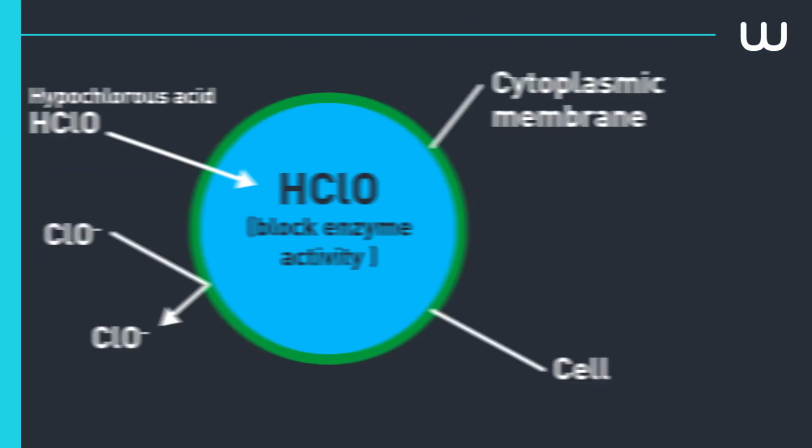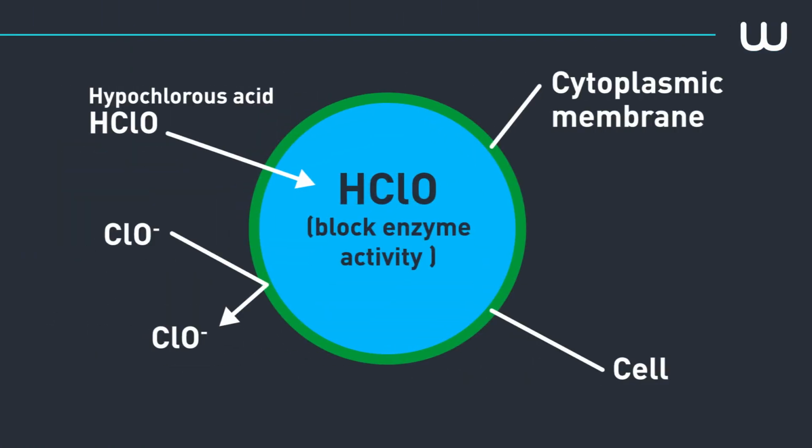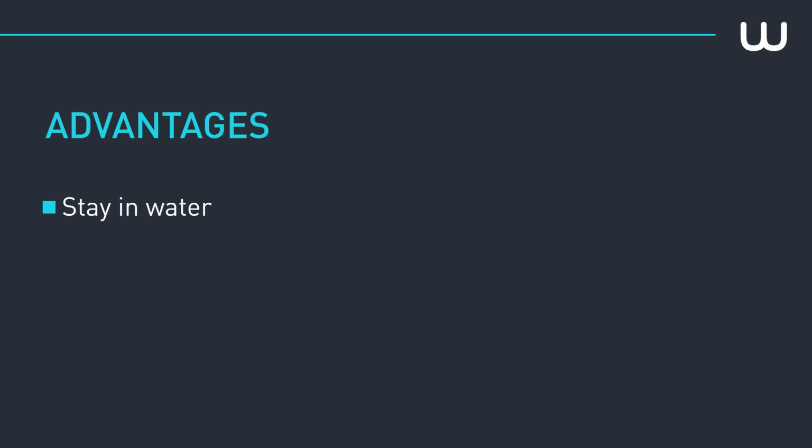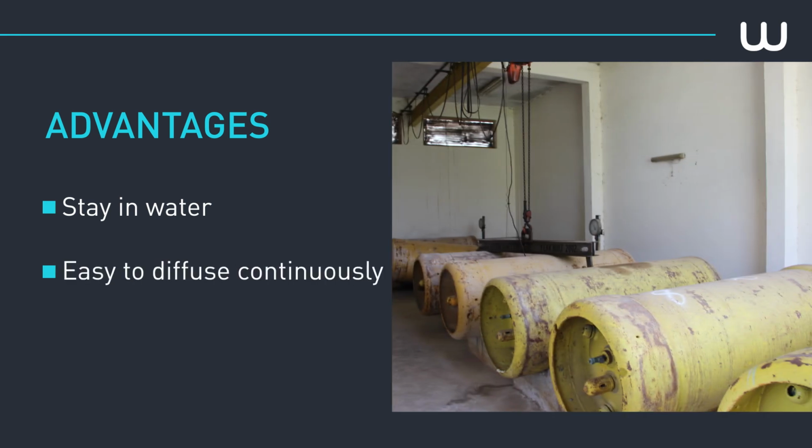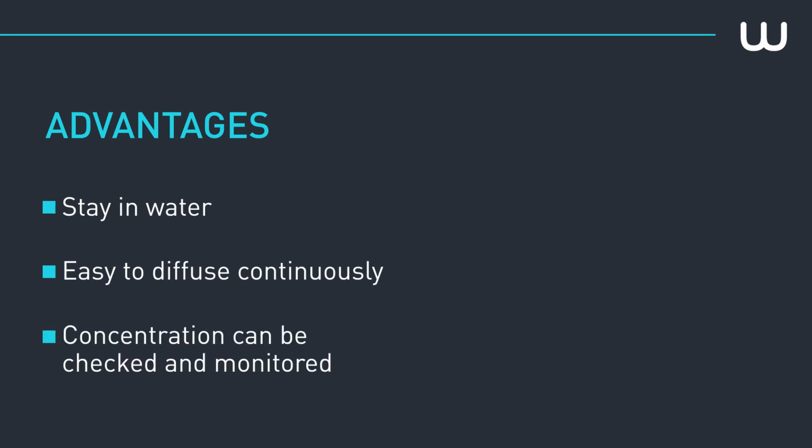After dissolving, the chlorinated compound will form hypochlorous acid, which is written as HClO, which is a disinfectant that prevents bacteria and protozoa from growing. Now, chlorine has a considerable advantage. It will stay in water long after it has been injected into it, so it is said to be residual. Moreover, it is easy to diffuse continuously, which enables its concentration in water to be checked and monitored.